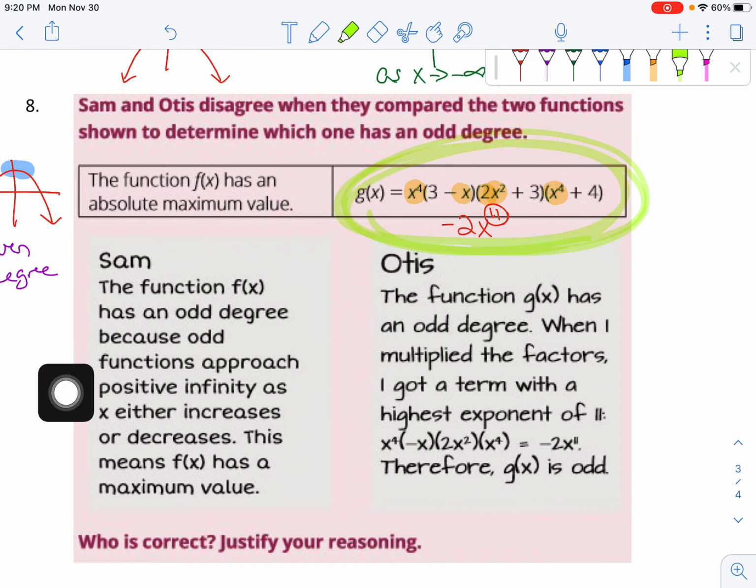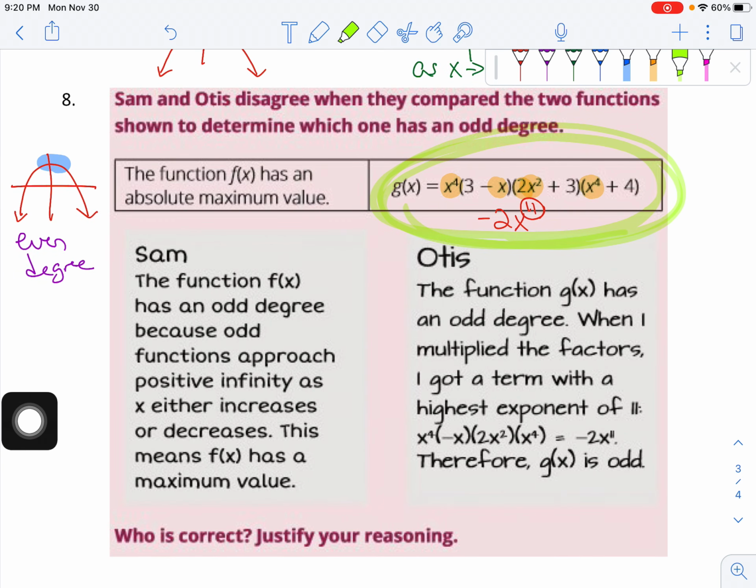The function f of x has an odd degree because odd functions approach positive infinity as x either increases or decreases. This means that f of x has a maximum value. No, Sam, it doesn't. So, yes, you can approach infinity, but approaching infinity has nothing to do with a maximum value. So be careful about those.